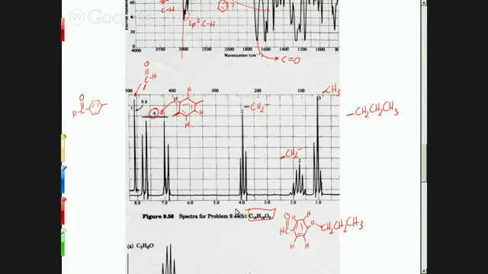So what could be this? It can be this, it can be this, it can be that, you know, it could be any number of things, it could be stuff that's not even on here. The point is, you know the structure, right? You have it written down somewhere. So you should be able to assign the peaks based on what you know the structure is.